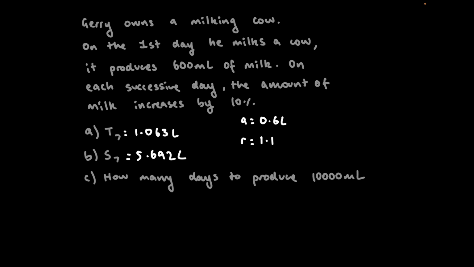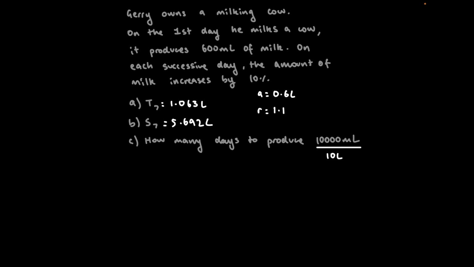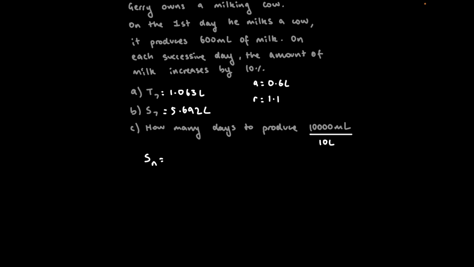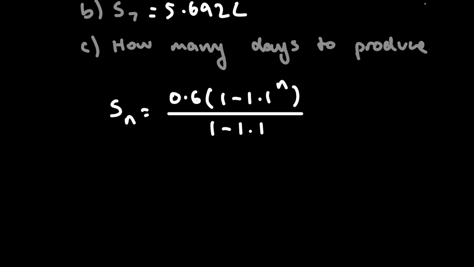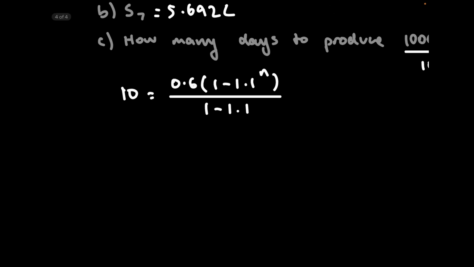And how many days would it take to produce 10,000 milliliters? I'm going to change this question just a little bit to say 10 liters, okay, because we're dealing with liters now. So we can do the same thing we did in the previous question. We can say that Sn is going to equal 0.6 times 1 minus 1.1 to the power of n, where n is what we're trying to find, divided by 1 minus 1.1. And we're trying to make the series equal to 10. So how many days will it take for this to happen? We can use our graphing calculator or a normal calculator to solve this.